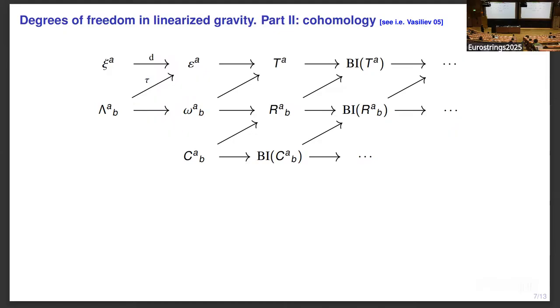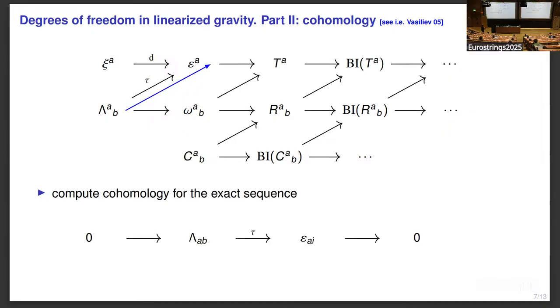So how do I do this? I, of course, use my new gadget, this complex here. And in particular, we will always start going diagonal here. So we will start at this point. And what we are doing is actually calculating the cohomology. So that means we are looking at this line and writing down here a chain complex.